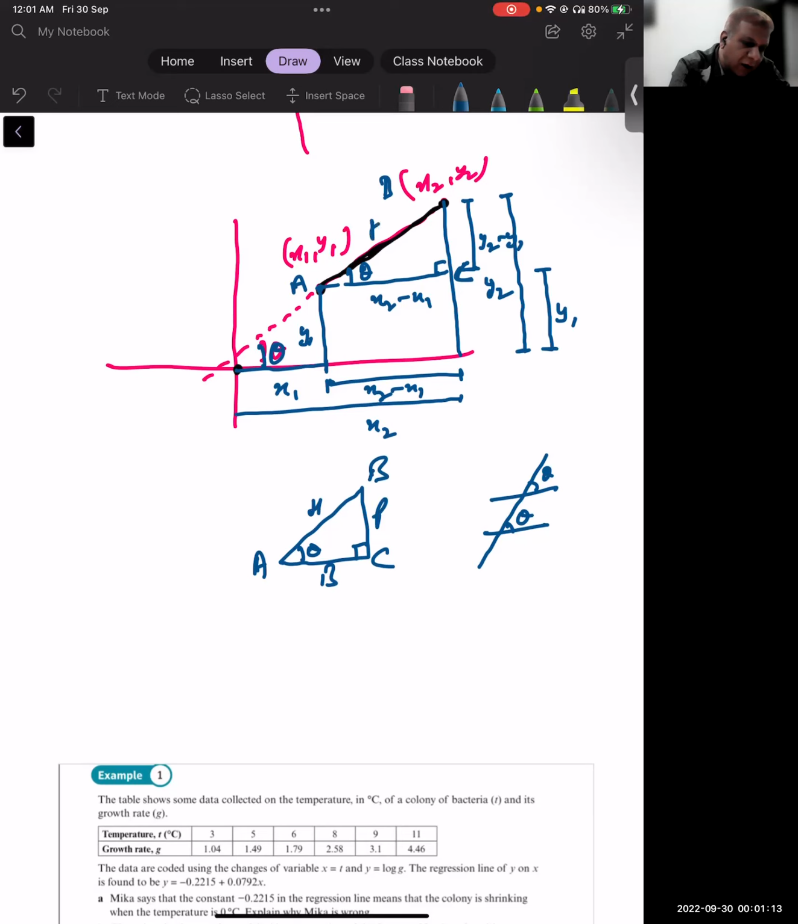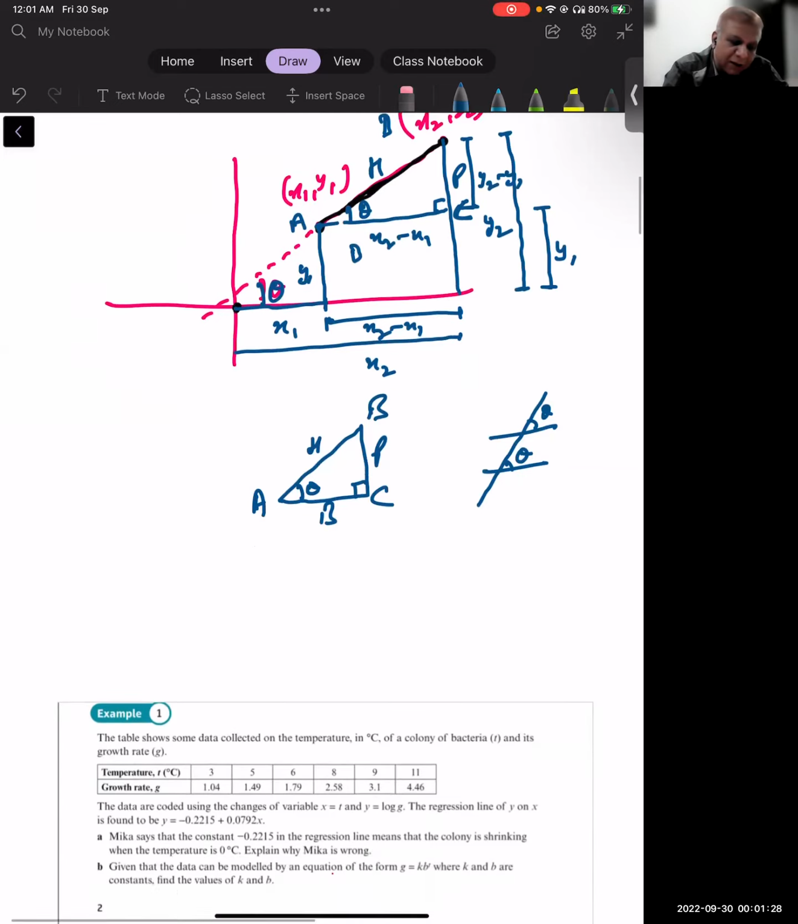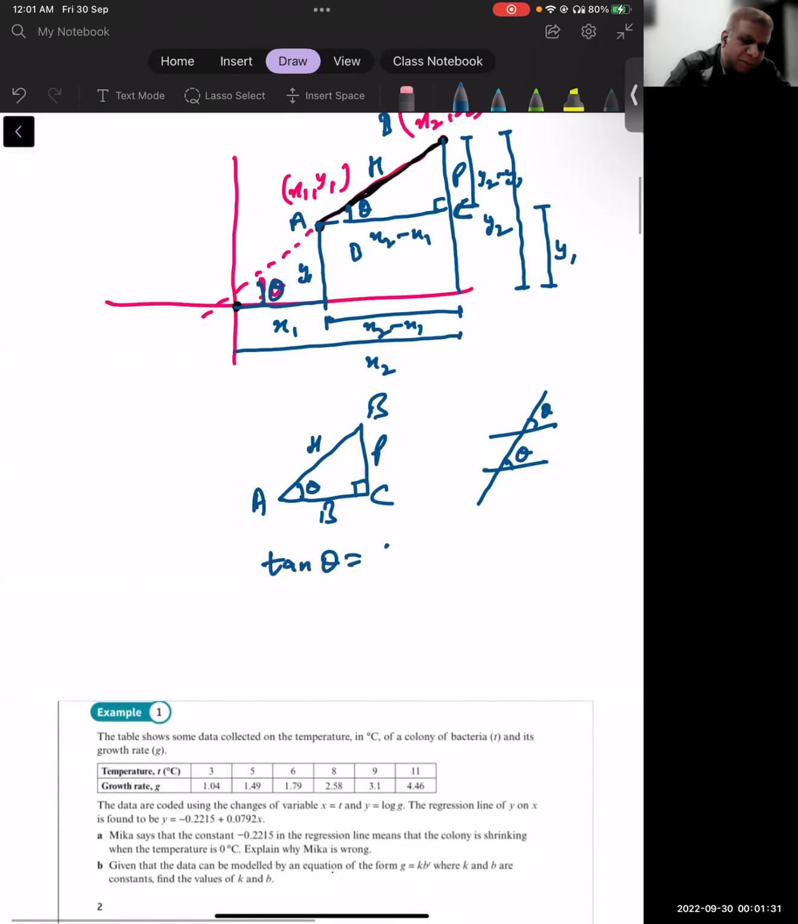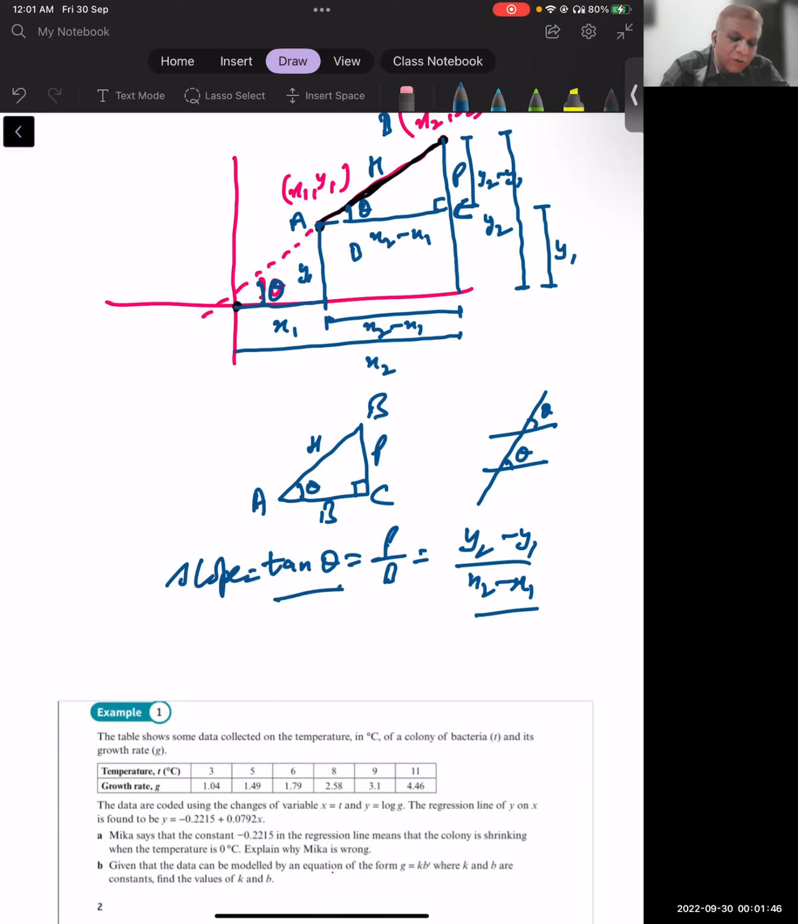What do you know about it? Do you know the hypotenuse? No, we don't know. We know only base and perpendicular, right? And if we use base and perpendicular, then we can calculate only one angle, that is tan theta. Perpendicular over base, that is y2 minus y1 over x2 minus x1. And what I told you, tan theta is a slope. Therefore, slope is equal to y2 minus y1 upon x2 minus x1. Now you came to know why the slope is y2 minus y1 over x2 minus x1.